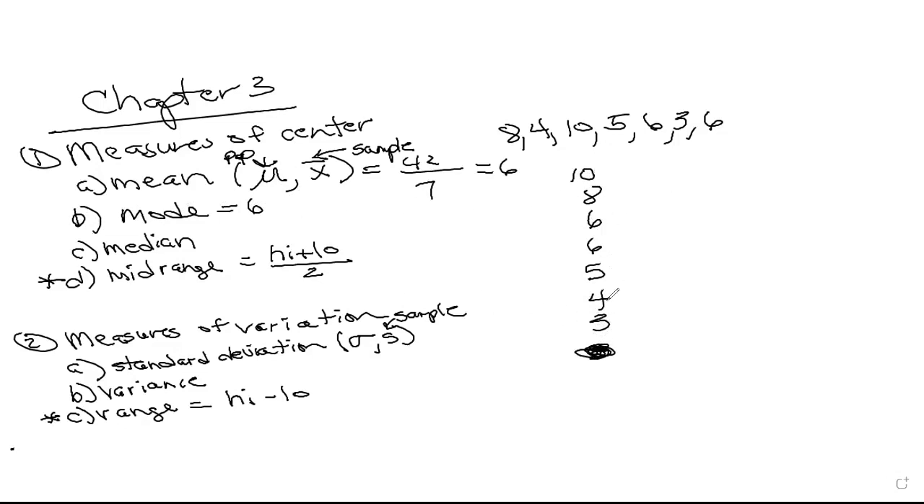Median, I go and I look, 1, 2, 3, 4, 1, 2, 3, 4. It happens to be 6. Mid-range, I would take my high plus my low and divide by 2. So I'm going to get 6.5. Now, several of these turned out to be the same, but they could all be different.